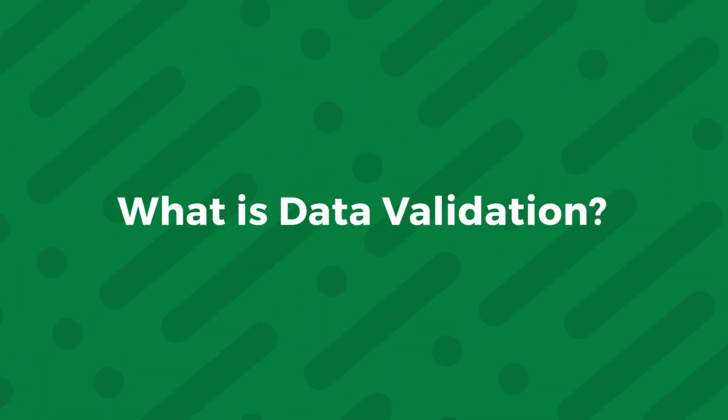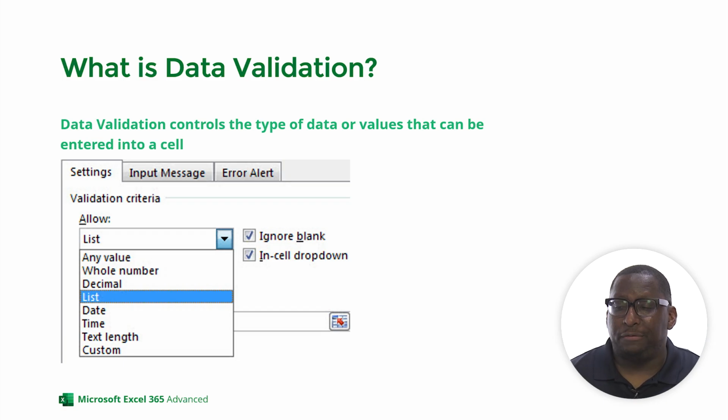Let's get into data validation. What is data validation? Well, data validation controls the type of data or values that can be entered into a cell. So you can kind of think of data validation as like a low-level form of security. We learned about protecting cells and sheets and workbooks and such. Well, this is kind of a precursor to those things where we can protect values, right?